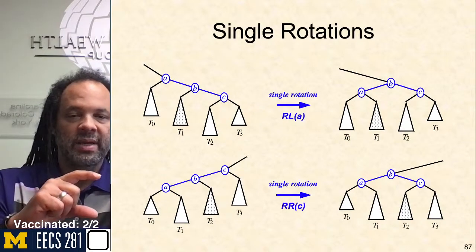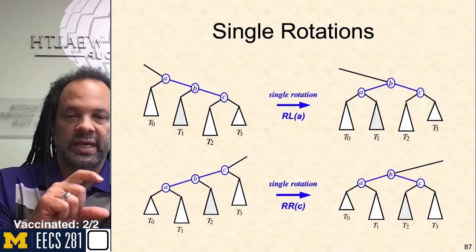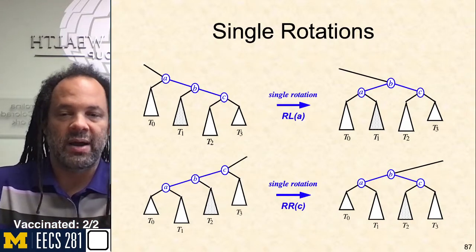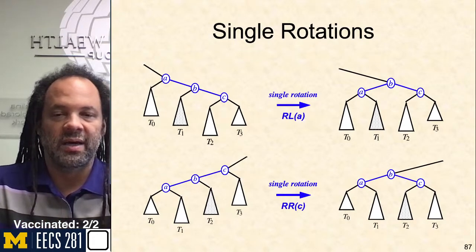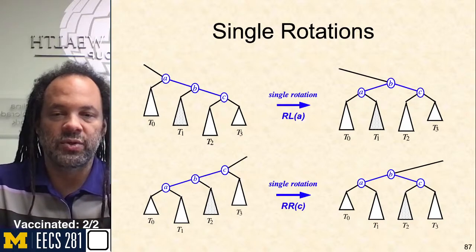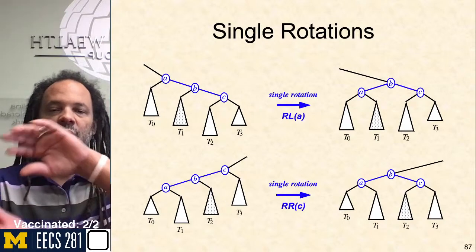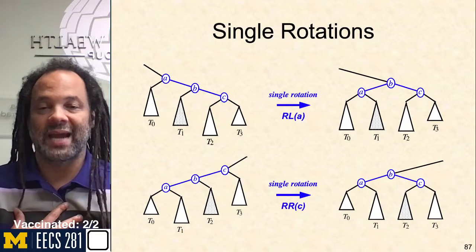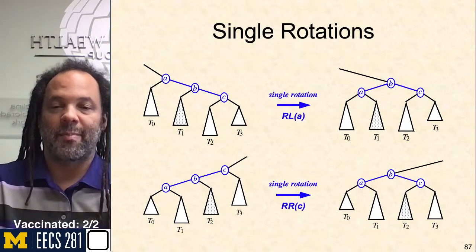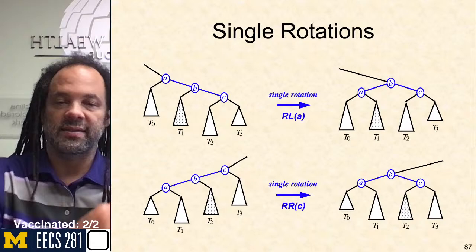The one on the bottom is just the mirror image. That's a single rotation. That's a rotate right around C. Same thing, I've got this tiering going from T1 to T2 to T3. That's a balance factor of +2 for C, so we're going to have to rotate right around C. And to make that happen and protect our BST property, we've got to pass T2 over to C.